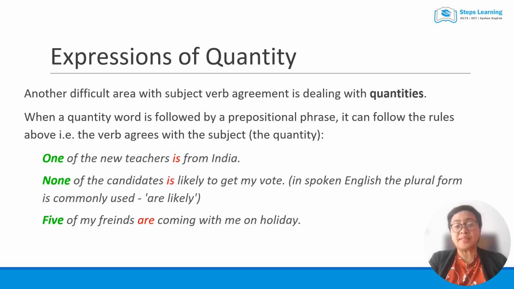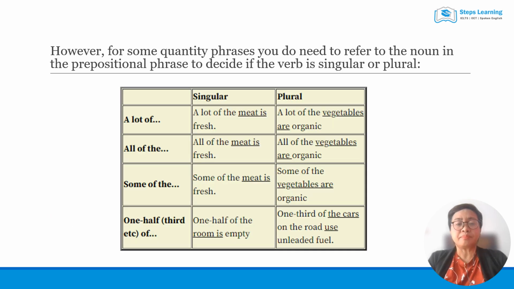None of the candidates is likely to get my vote. In spoken English, the plural form is commonly used, like "are likely." Five of my friends are coming with me on holiday. However, for some quantity phrases, you don't need to refer to the noun in the prepositional phrase to decide if the verb is singular or plural.